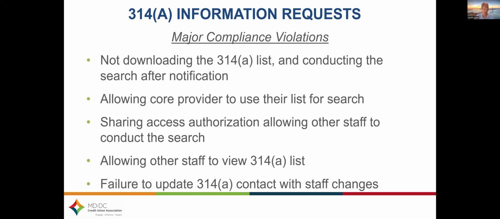All right. So some of the compliance violations: not downloading the list when you're supposed to, missing those dates, allowing the core provider to use the list to search for others. There was a problem with that at one point, but they are now allowing the core provider to take the list and do your search. They cannot use your list for somebody else's search. You cannot share access authorization with anybody else in your credit union. You cannot allow staff to view the 314(a) list, and you must update the 314(a) contact person when people leave or you're changing. So these are some of the major violations with 314(a). Make sure that we're keeping these things in check, and that is a confidential list.